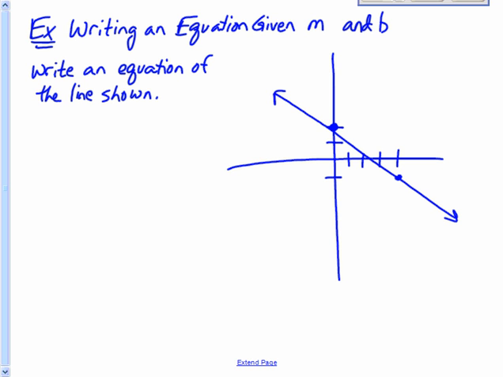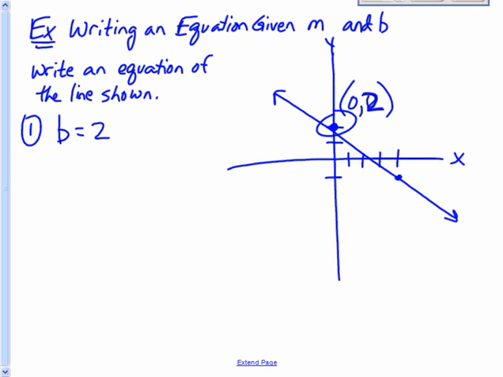So write an equation given m and b. Well, if we're given the slope and the y-intercept, we're going to use slope-intercept form. Let's say we just have this graph here. First of all, number one, what is our y-intercept here? Where does it cross the y-axis? You say, oh, right there at (0, 2). So our y-intercept is 2.